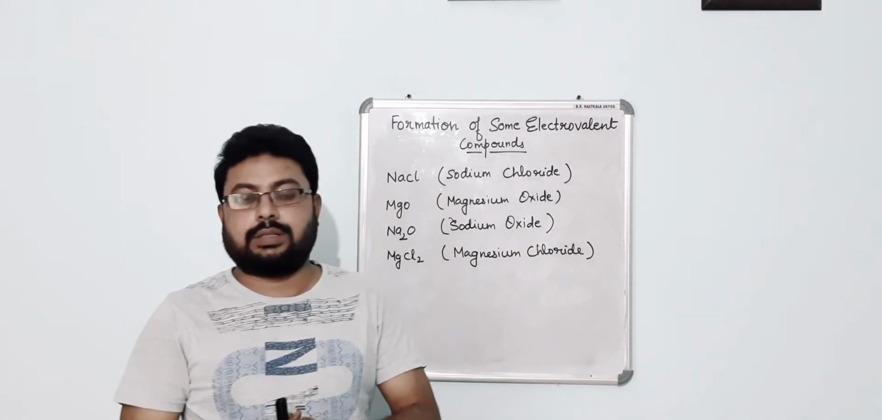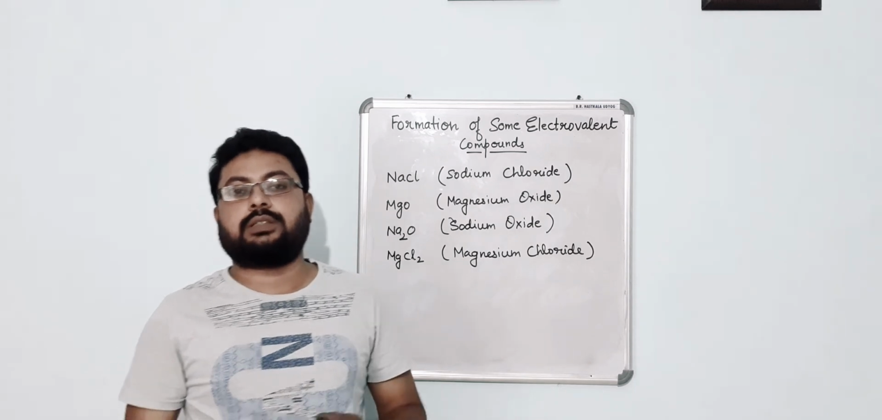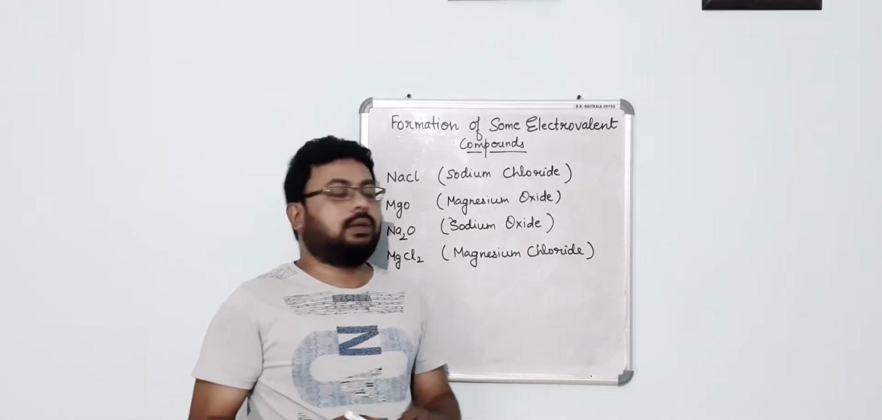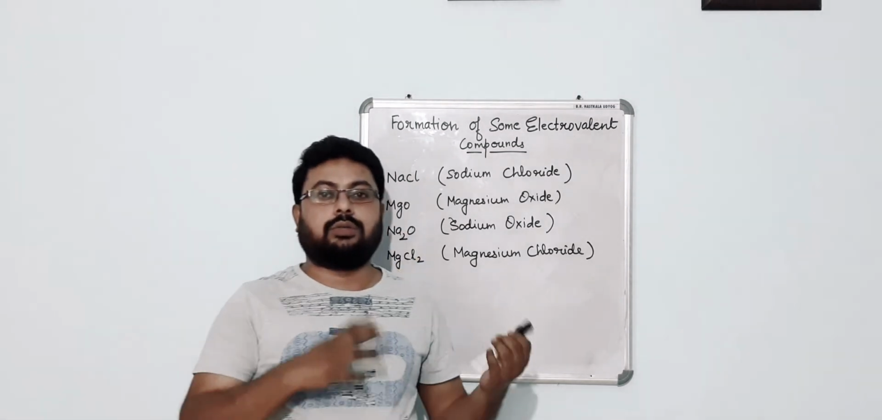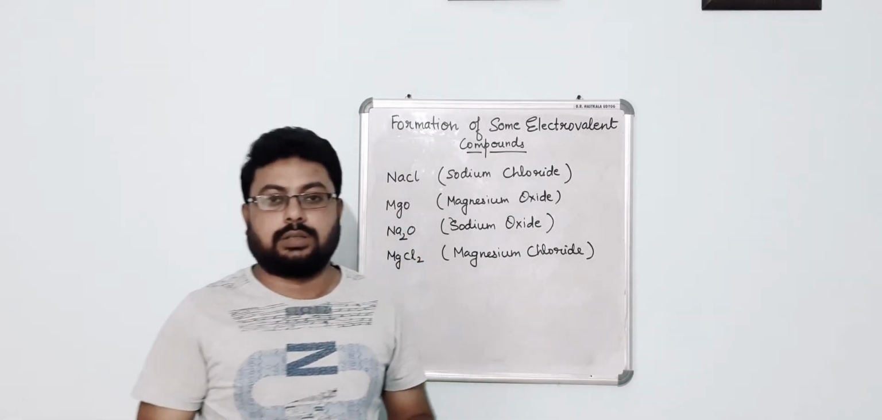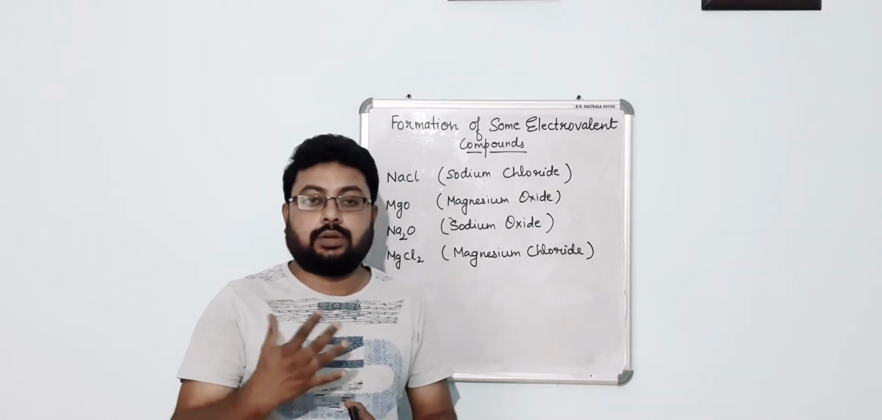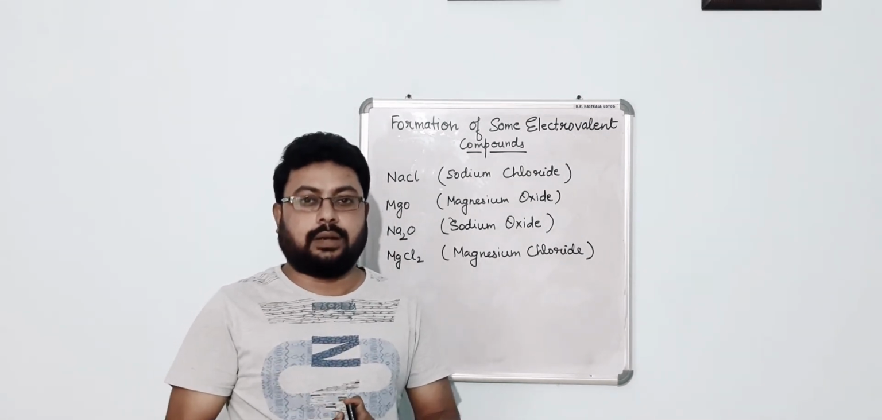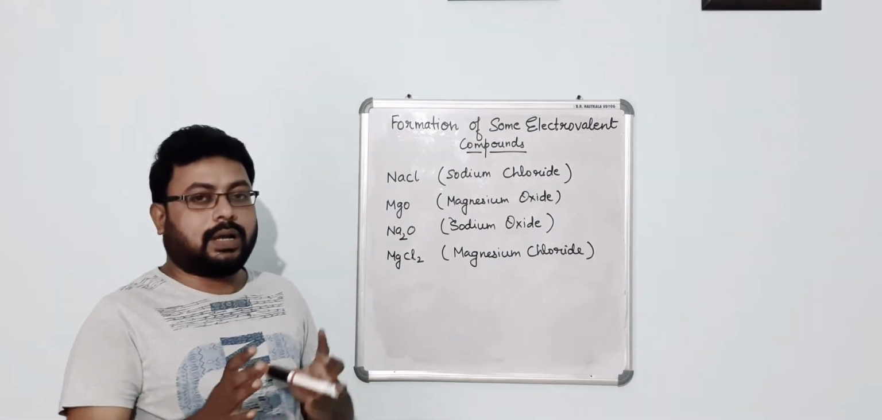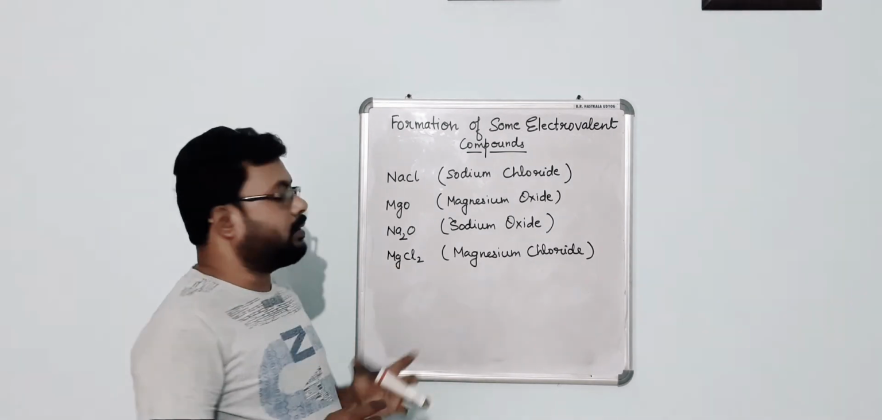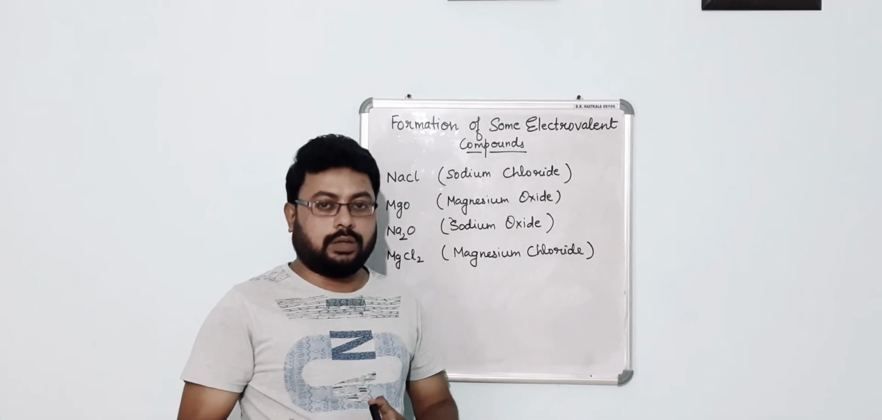This video is again made on special request by some students of grade 10th CBSE, and they wanted me to make a video on how the ionic bond structure is formed and how we represent it through an electron dot structure diagram. After a long time I am coming back with this set of videos, and I think you will find this video very useful.